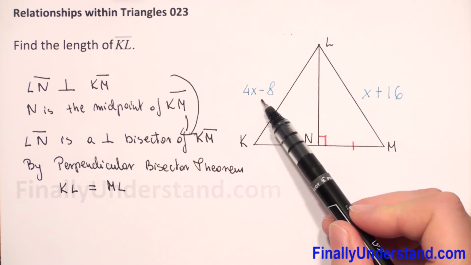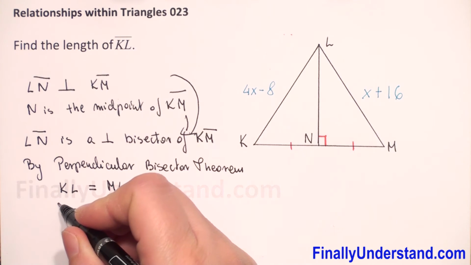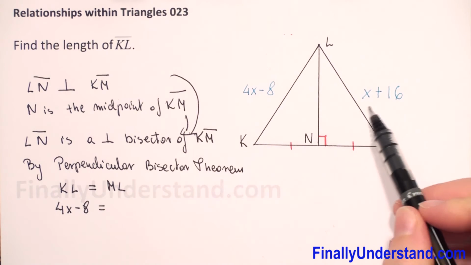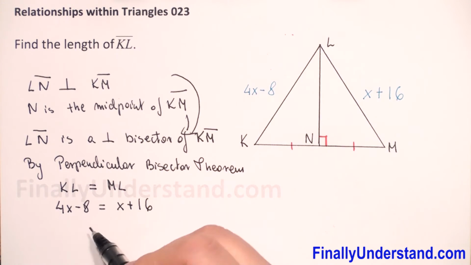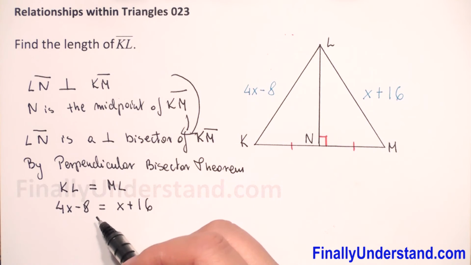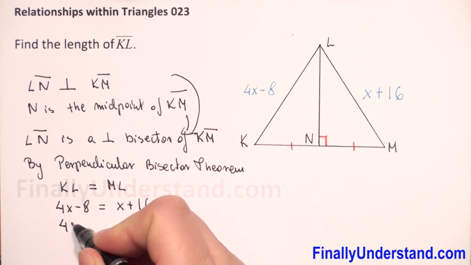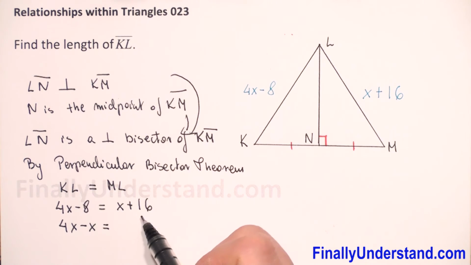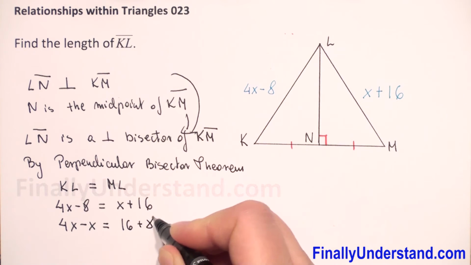KL is given by this expression, so we can substitute to our equation left side by 4x minus 8, and ML is given by that expression, x plus 16. We got an equation with one unknown x. So I will move x to the left side. We will have 4x minus x is equal, and negative 8 I will move to the right side. So you have 16 plus 8.